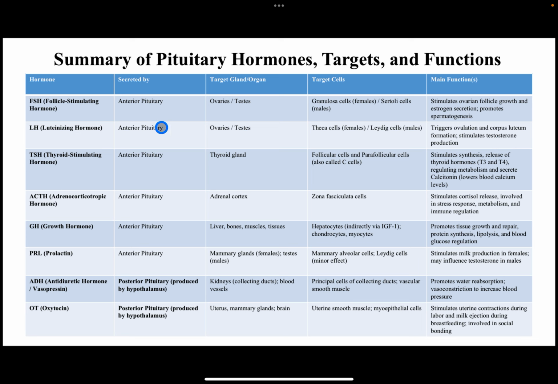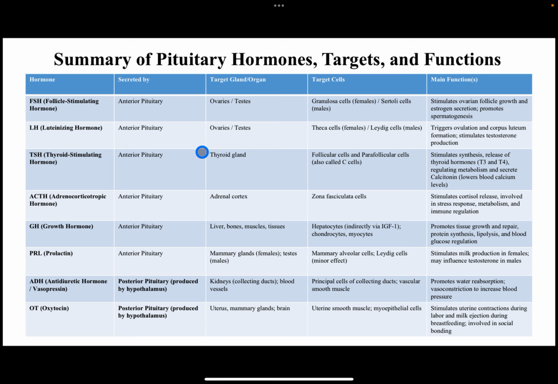So you realize that it's this very hormone that stimulates testosterone production in males. So the luteinizing hormone produced in the anterior pituitary targets the testes in males, specifically the Leydig cells, which stimulate testosterone production. But for females, it targets the ovaries, specifically the theca cells, and when these are activated, it triggers ovulation and corpus luteum formation. That is what we are talking about.